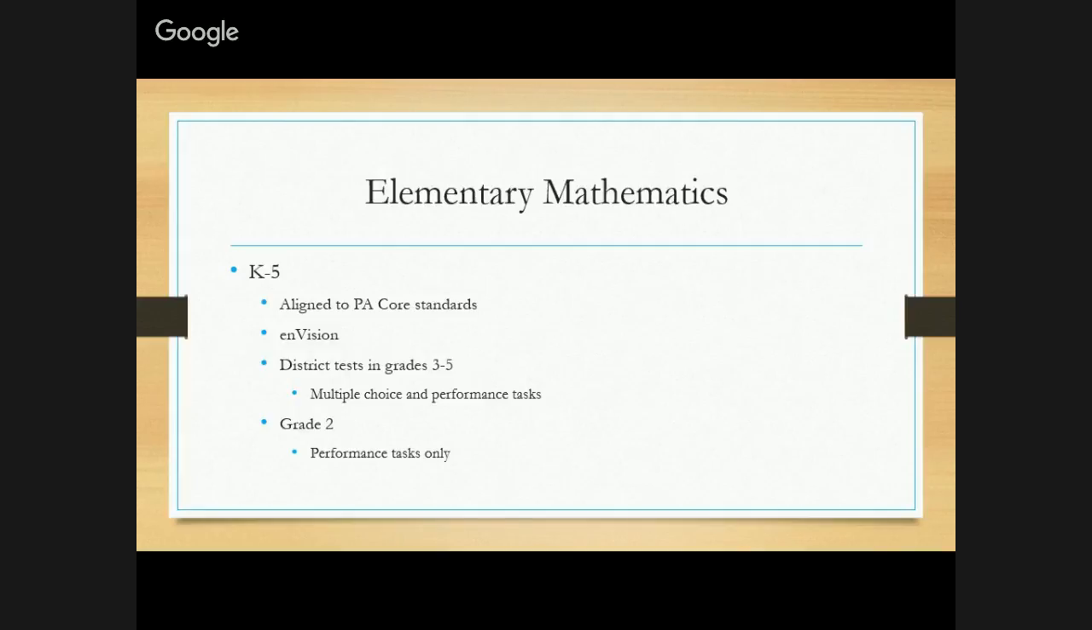We give district tests in grades 3 to 5. We give both a multiple choice test and then also a performance task at the end of every marking period for all students. And in grade 2, we do a performance task only. So we start that in 3rd grade, and all of the data on the district's tests, along with any reports that we want to run, are in performance trackers so that we can track where our strengths are and those areas that we need to focus more instruction on.